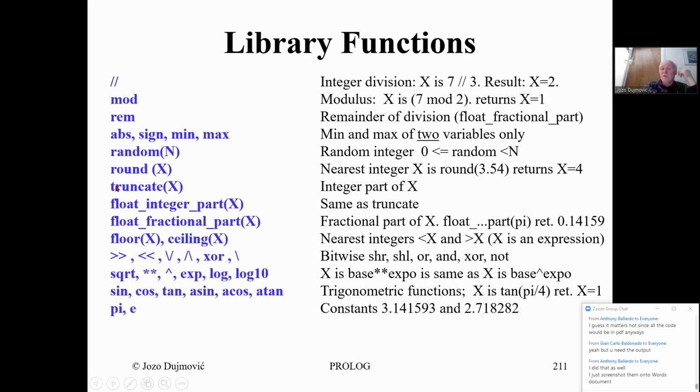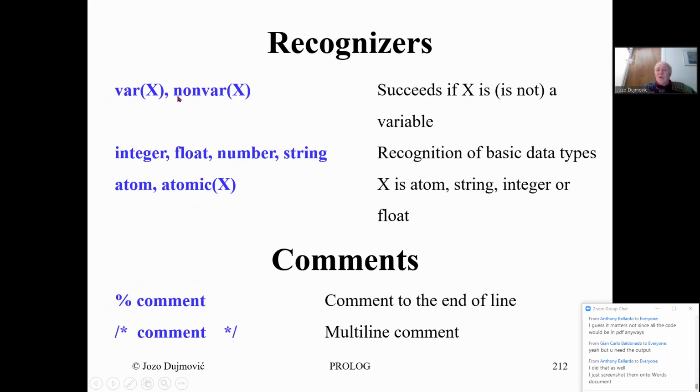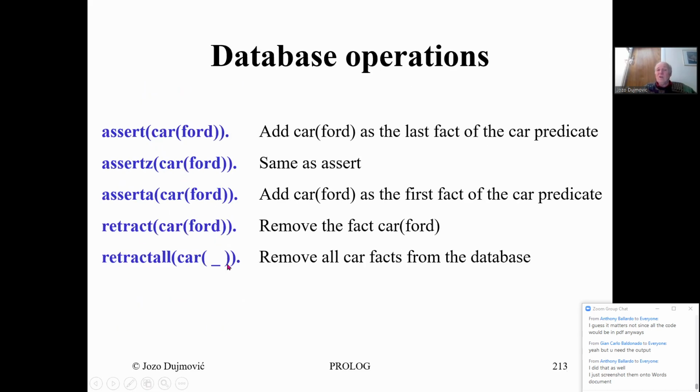Library functions, for example, random is creating a random number. So random of 100 will give you one number between 0 and 99. Sine, cosine, these are all classical functions. Pi and e, look at them. You have reserved names for pi and e. These two constants are available. You don't have to define them. You can recognize whether something is integer, float, atom, variable. So this is for the analysis of a program. You can have comments and assert for database operation.